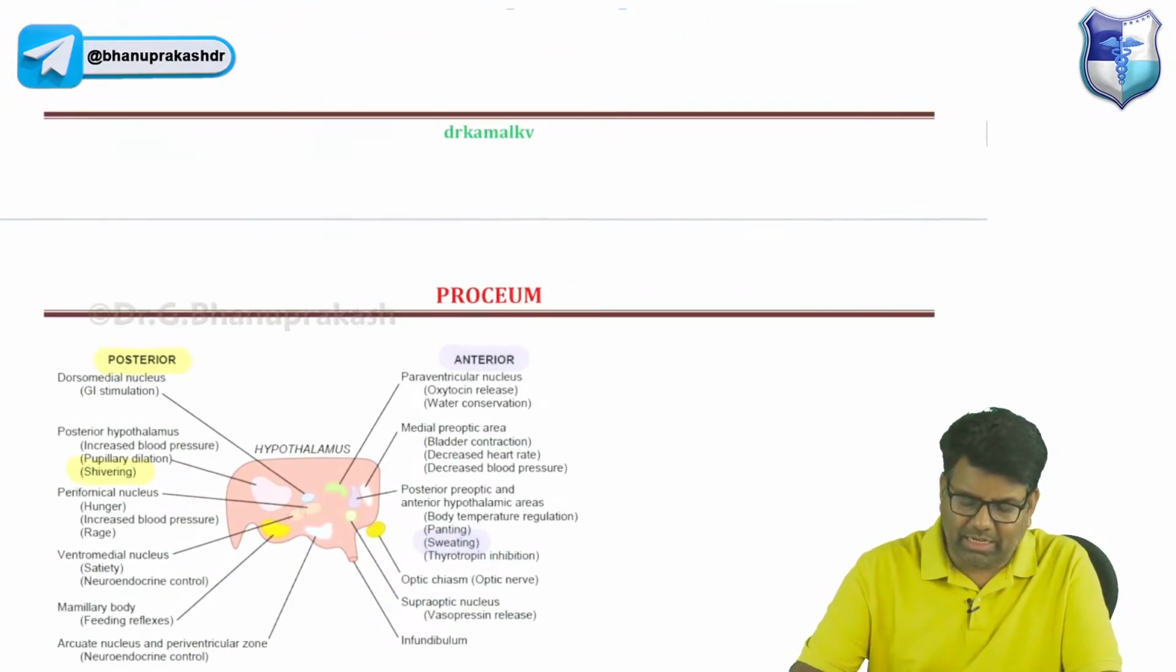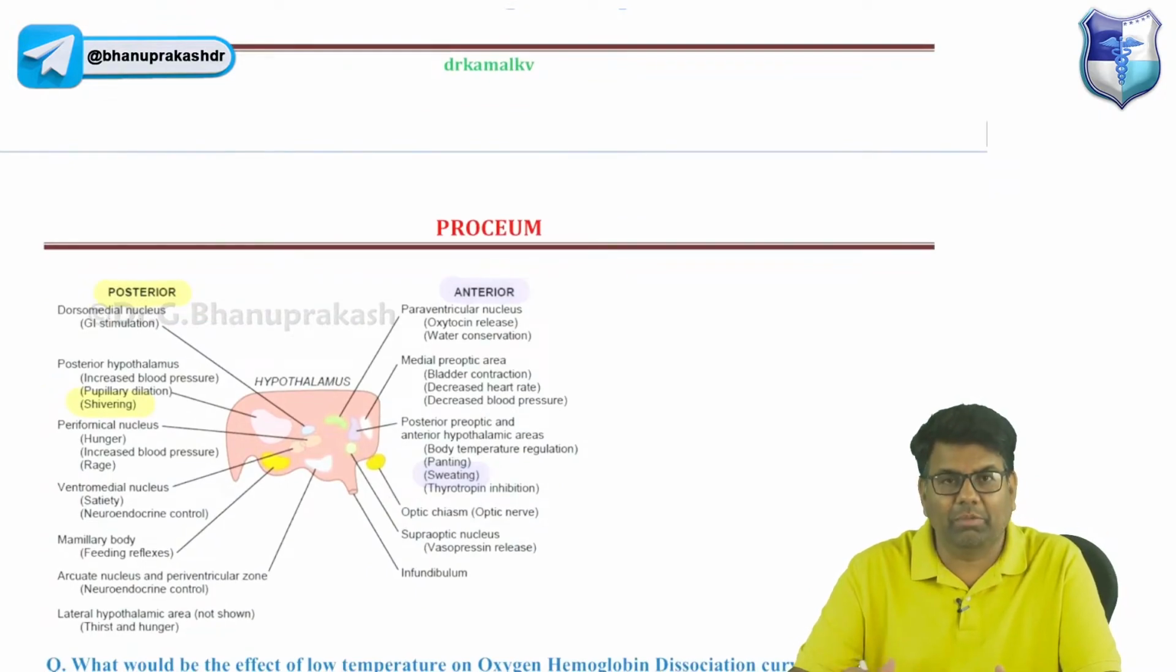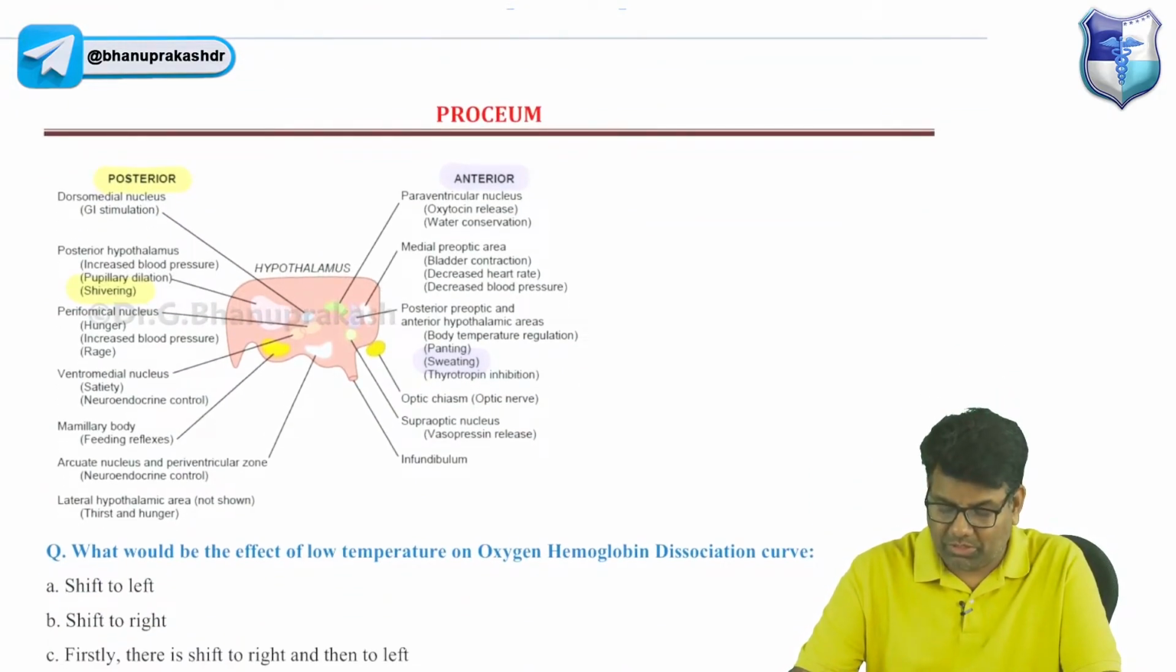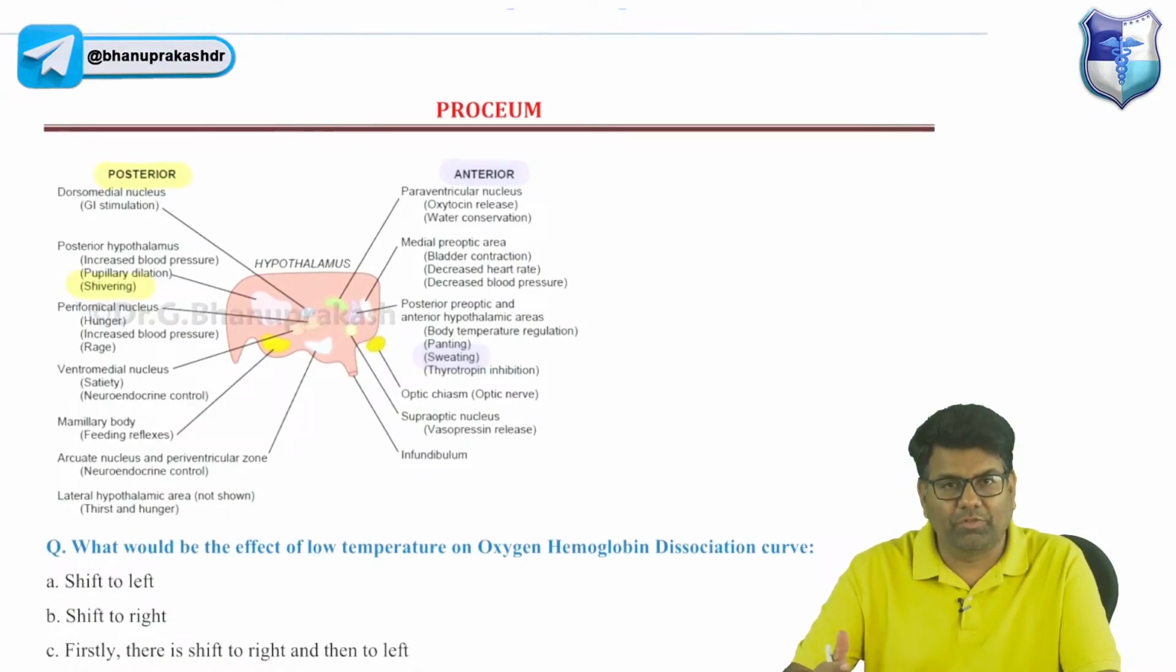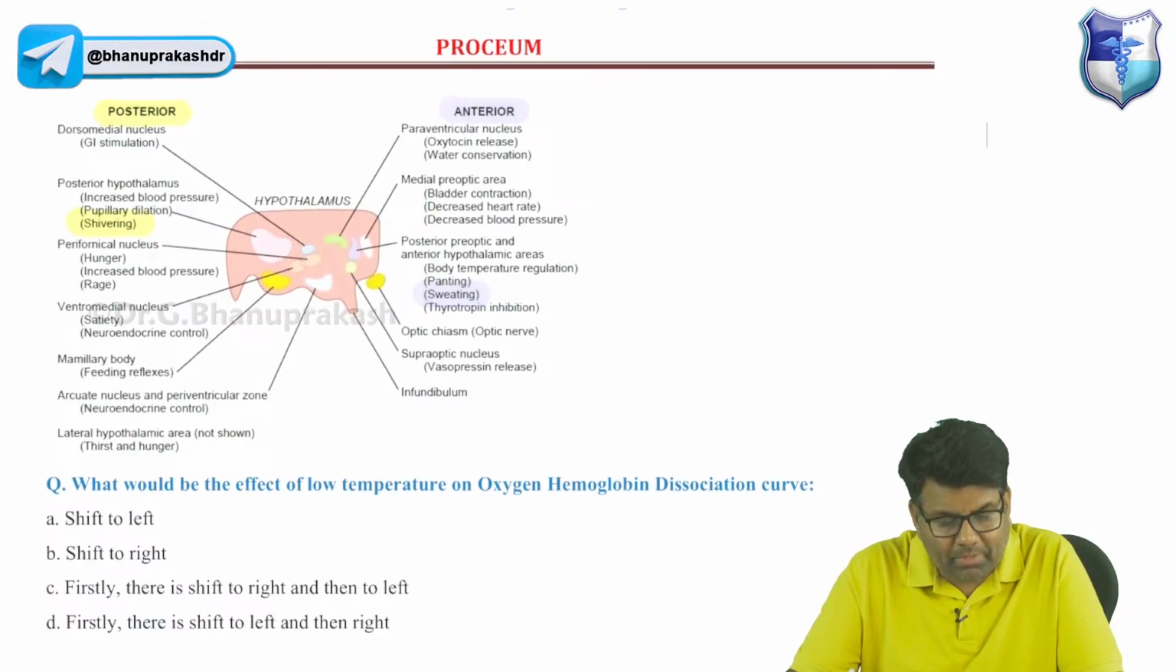So hypothalamus has the thermoregulatory center, and it determines the body response to the temperature to which the body is exposed. Low temperature, shivering, that is for generation of heat, controlled by posterior, and sweating to lower down the body temperature, controlled by anterior.